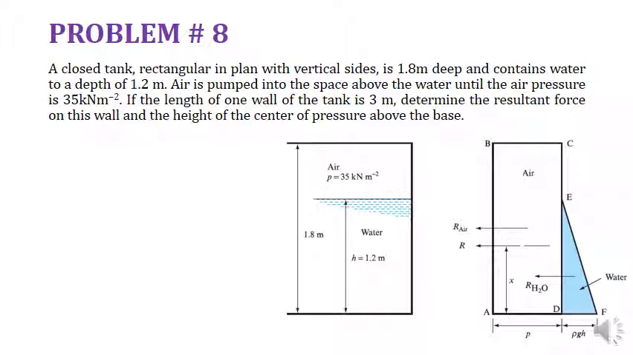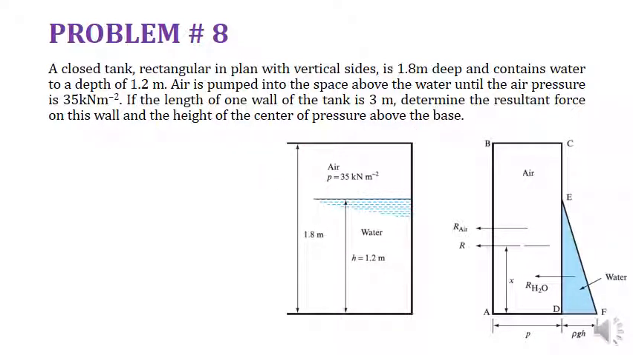Now problem number 8. It's again a very easy problem. A closed tank, rectangular in plan with vertical sides, is 1.8 meter deep and contains water to a depth of 1.2 meter. Air is pumped into the space above the water until the air pressure is 35 kilonewton per meter square. If the length of one wall of the tank is 3 meter, you need to determine the resultant force on this wall and the height of the center of pressure above the base.